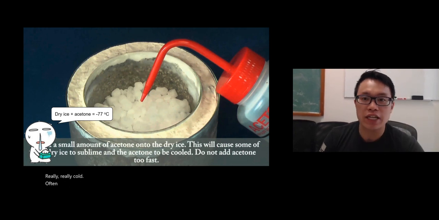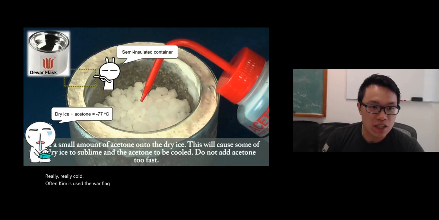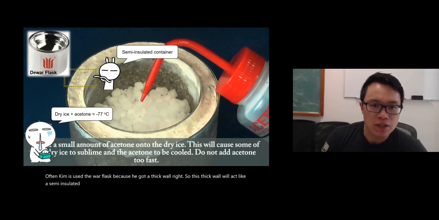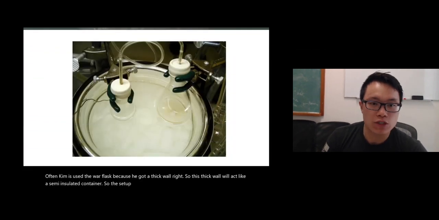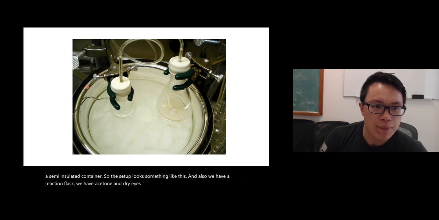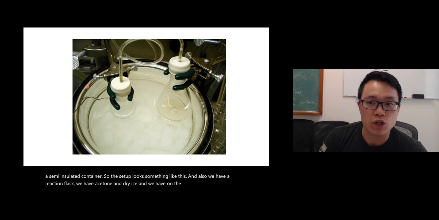Often chemists use a Dewar flask because it has a thick wall. All right, so this thick wall will act like a semi-insulated container. So the setup looks something like this. We have a reaction flask, we have acetone and dry ice, and we have the Dewar as the container.